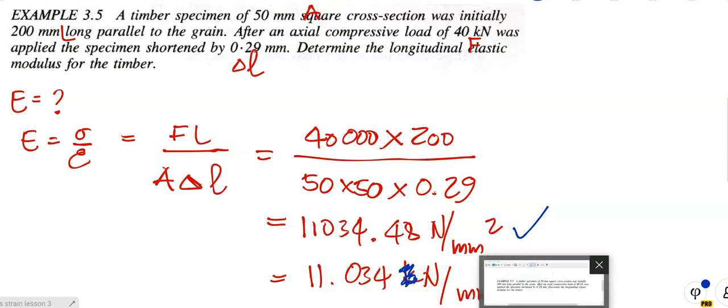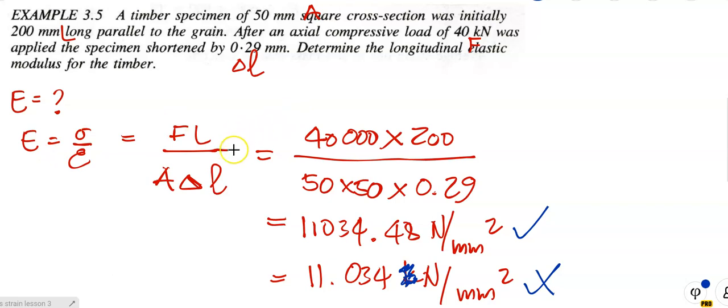Okay, people, so you can see there we were given the load, the original length, the cross-section area, and by how much it's shortened under compression. We were able to work out Young's modulus for that particular timber. Okay, right, let's clean up the board and do another example.